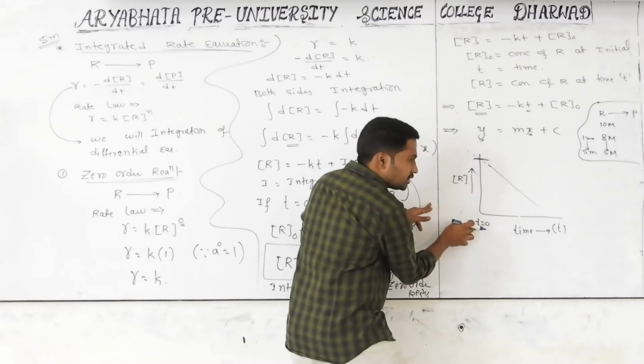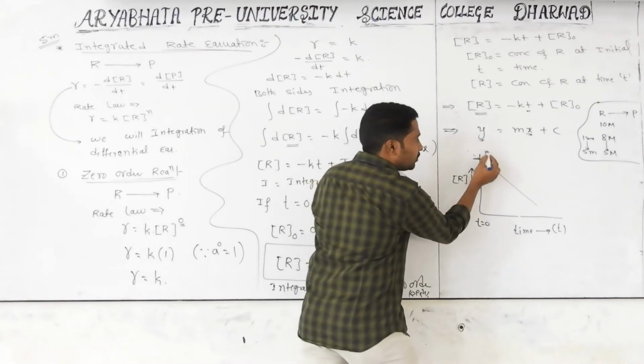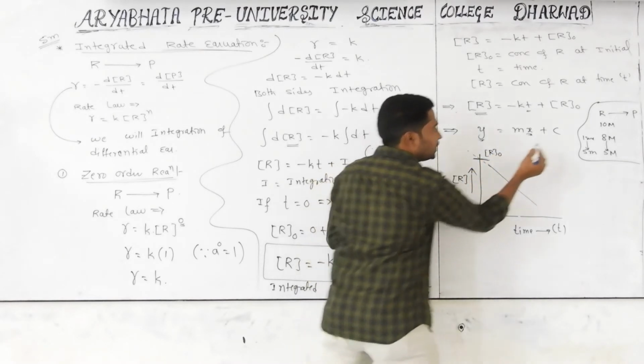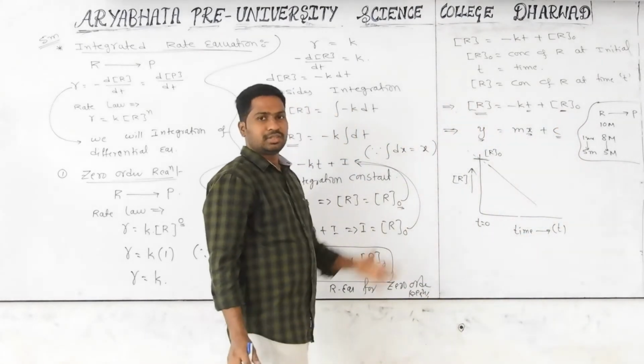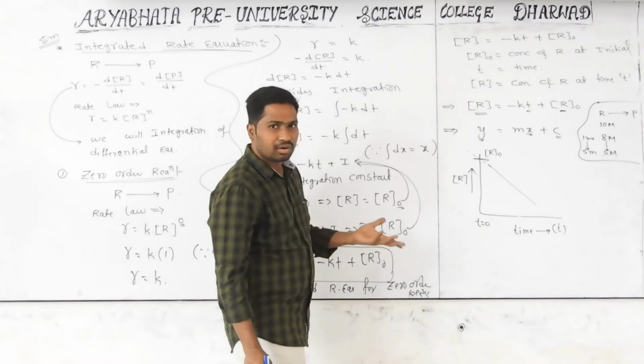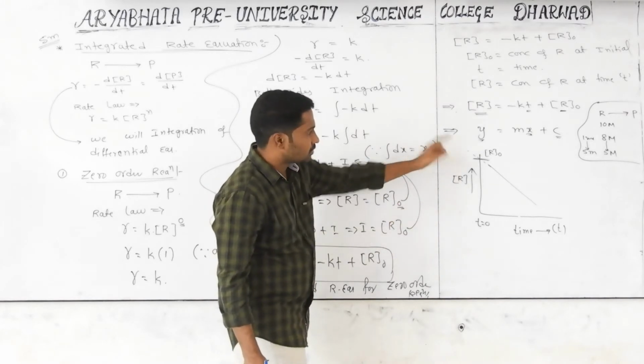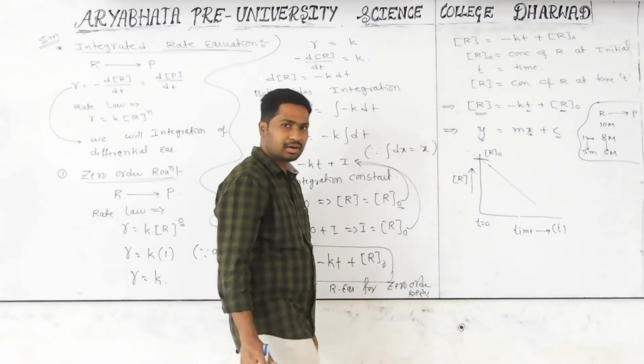At time t equals 0, the concentration of the reactant is denoted by R naught. That is, C is equal to R naught. C means the intercept, and the intercept is nothing but R naught. At time t equals 0, the concentration of the reactant is R naught.